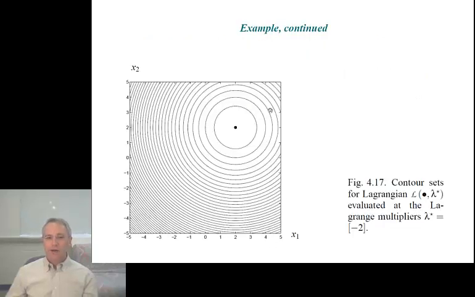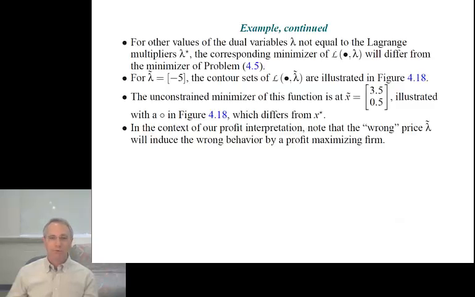So here, using this example, I've shown the contour sets of the Lagrangian evaluated at the Lagrange multiplier lambda star equal to -2. The contour sets of the Lagrangian decrease towards the point (2, 2), which is the unconstrained minimizer of the Lagrangian, but is also the constrained minimizer of the original problem.